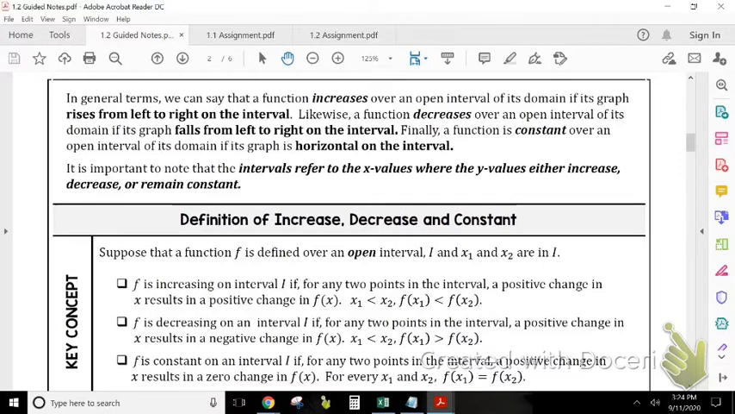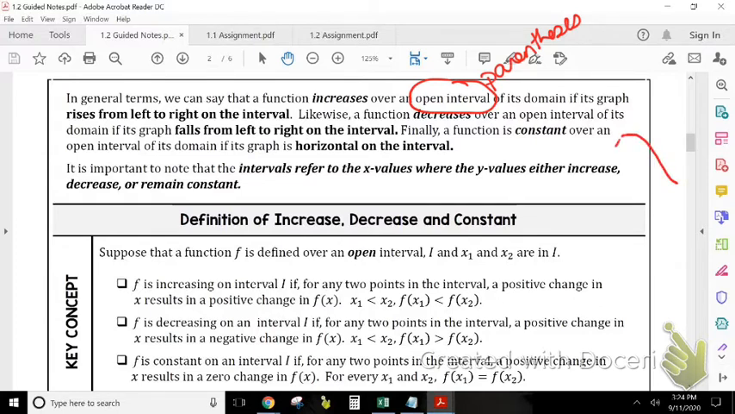Now, one thing I do want to point out before we move on here is if you read the definition through here, it says on the open interval. And an open interval means we're always going to use parentheses, because you're telling me, when you give me the intervals where it's increasing or decreasing, at those endpoints, it's not increasing or decreasing.